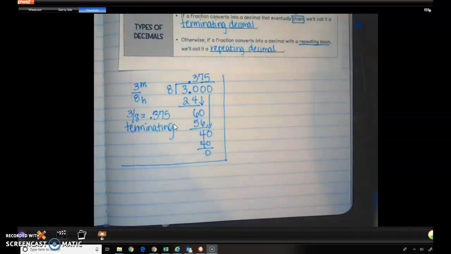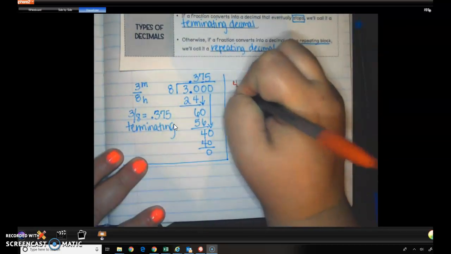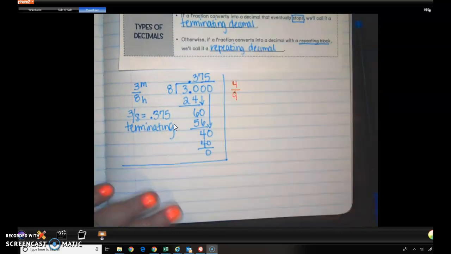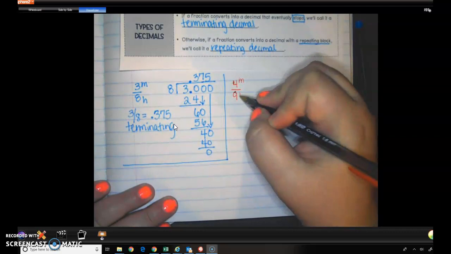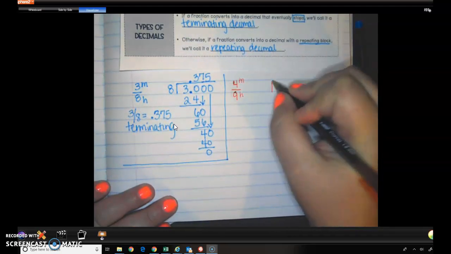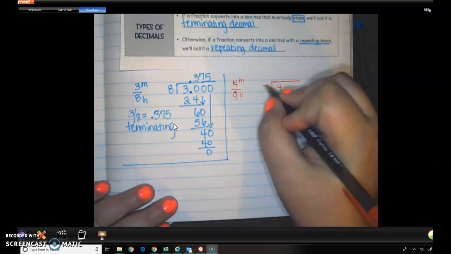I'm going to switch colors just so they don't blend together. So let's look at 4/9. So the man rides on the horse. When he gets home, the man goes inside. The horse stays outside.